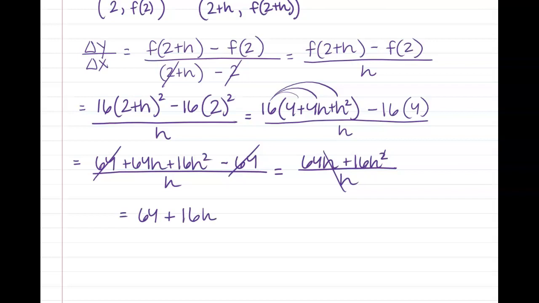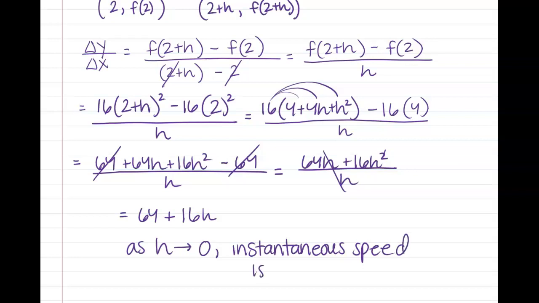And remember, our plan was for h to be 0. So as h approaches 0, or there's no difference between the two times, like 2 and 2 plus h are the same, our instantaneous speed is 64 feet per second.